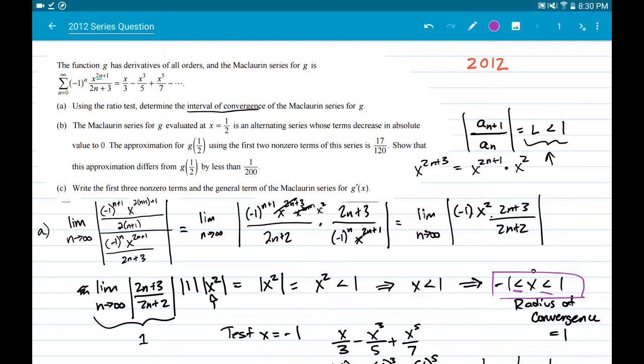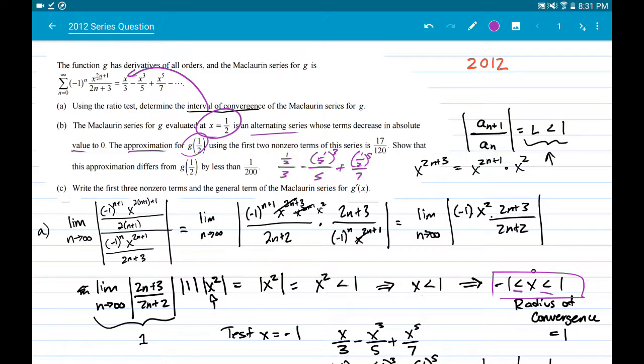Okay, part B. The Maclaurin series for G evaluated at x equals 1/2 is an alternating series whose terms decrease in absolute value. So, if you plugged in 1/2 here for x, you'd have 1/2 over 3. So again, I'm plugging this in to these x's. Minus 1/2 cubed over 5 plus 1/2 to the 5th over 7.